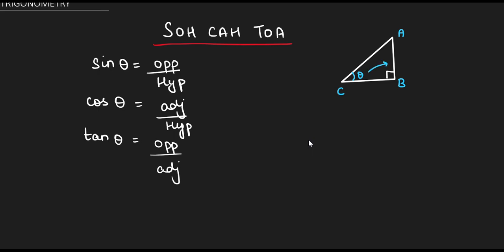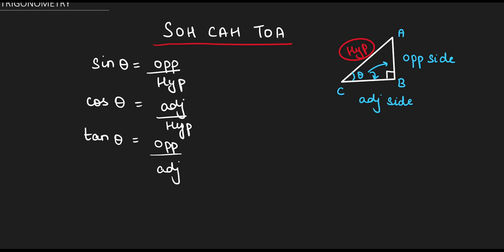So opposite to theta is the side AB. So this will be the opposite side. Adjacent to theta is the side BC. So this will be the adjacent side. And the longest side of the right angle triangle is the hypotenuse. Always.